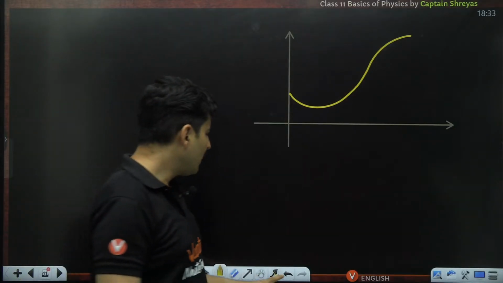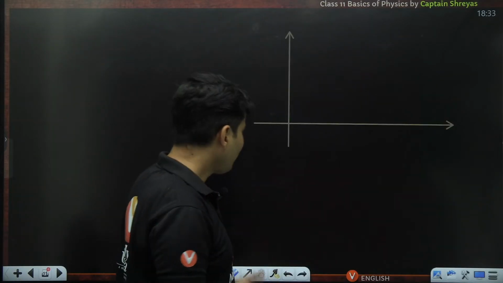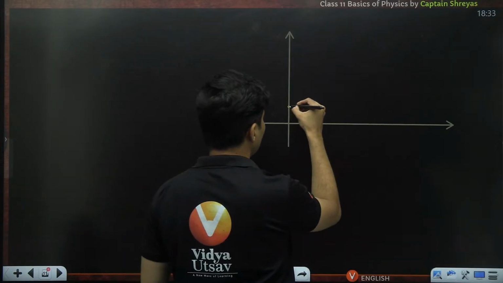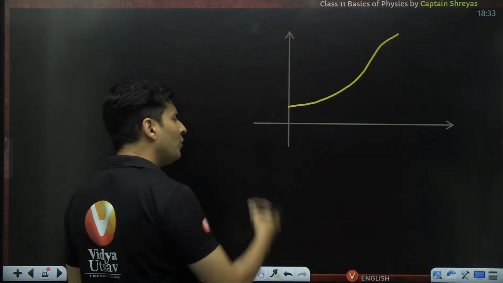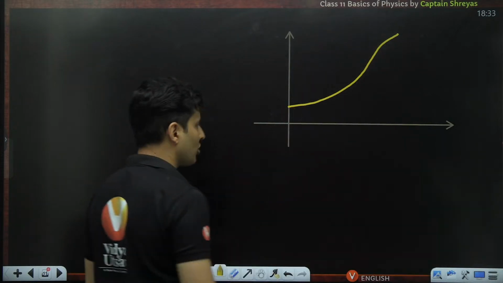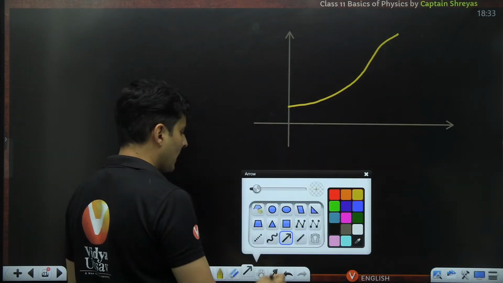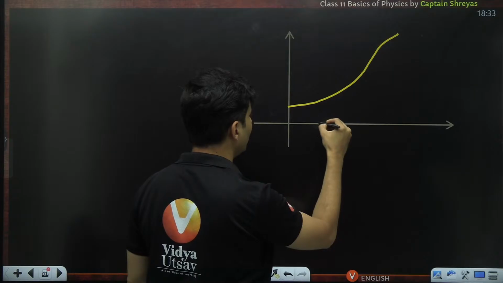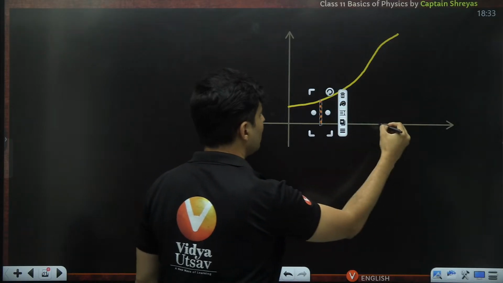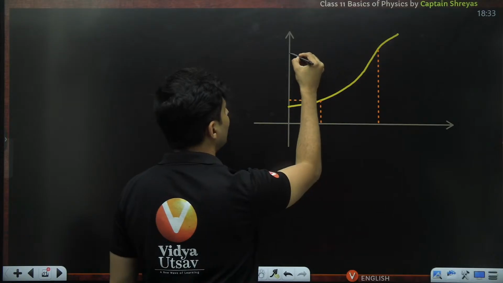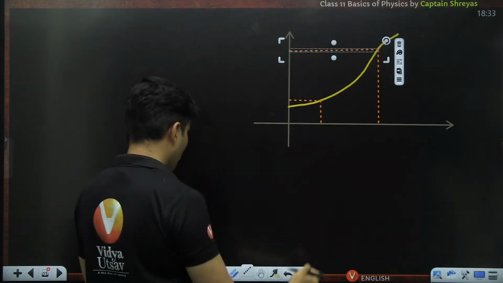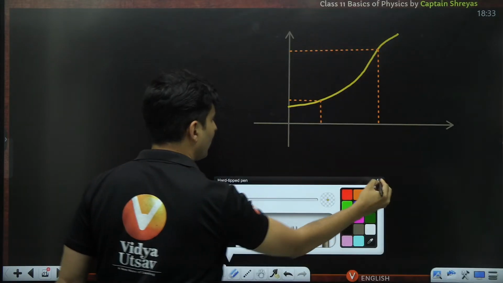But maybe I don't need instantaneous values. Maybe the graph is somewhat like this, like a curve, and I want to find the average slope in a certain region. And maybe that region is also given to you. Maybe from here to here, sir, I want to find the average slope. So I'll mention this point over here.